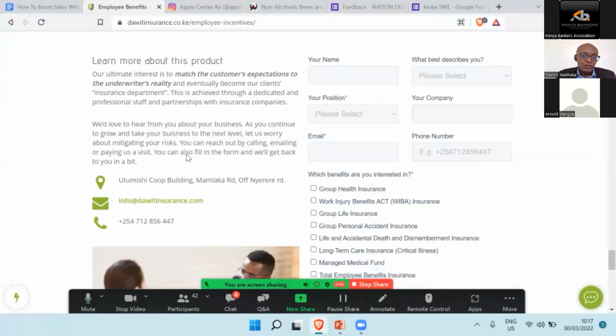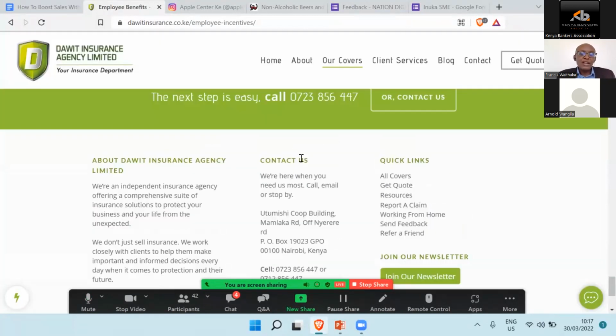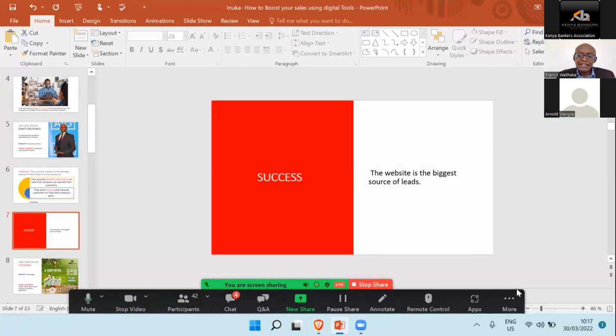As I have said, you can also see the mobile number and email and the place where they are located. As I said, they are at Mamlaka Road at Utumishi Cooperative Building here in Nairobi. So that is very important for building trust for someone who did not know about them. And that's a successful story we can learn from David.